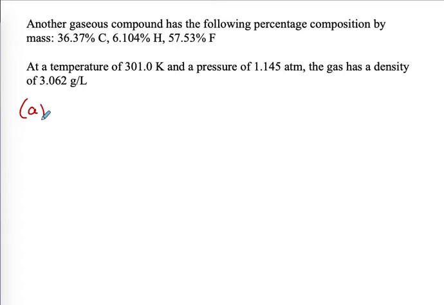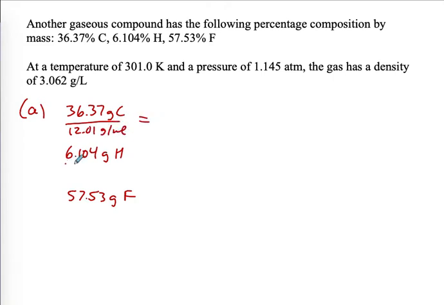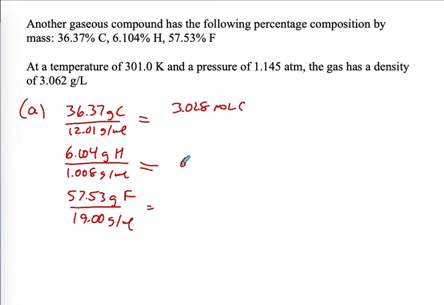You'll recall that if I'm given mass percentages of elements in a compound, I assume I have 100 grams, in which case the percentages just become masses. So this is 36.37 grams of carbon, 6.104 grams of hydrogen, and 57.53 grams of fluorine. I'll convert each of these to moles by dividing by the respective molar mass. That gives me 3.028 moles of carbon, 6.056 moles of hydrogen, and 3.028 moles of fluorine.